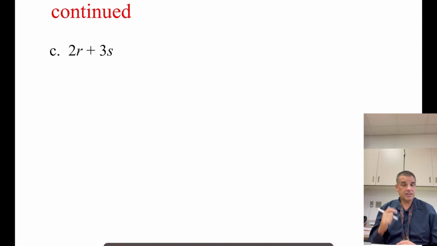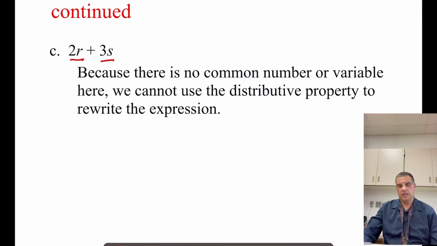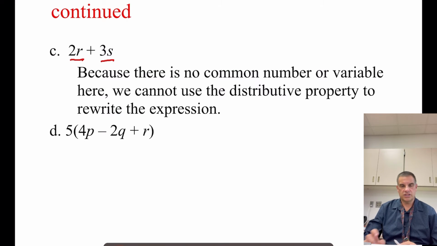Now in this next example, 2r plus 3s, you notice they don't have anything in common. They don't both have r's and they don't both have s's. So there's not really anything you can do with these two. This is done. There's no simplifying, since they don't have any common variables. You can't rewrite this using the distributive property. The expression itself is just done.